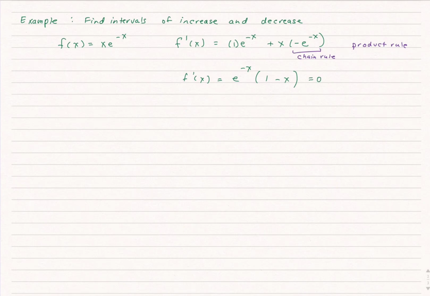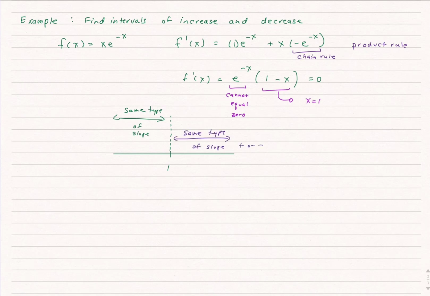I know that e to the negative x can never equal 0, therefore my only critical point is when x equals 1. Therefore I know that to the left of 1 and to the right of 1, each of those intervals will have the same type of slope, either the same positive or the same negative. Alright, so let's figure out what the slope is to the left of 1. I'm going to use my favorite number, 0, and I find that the slope at 0 is positive, therefore everything to the left of 1 has a positive slope, which means this is increasing.